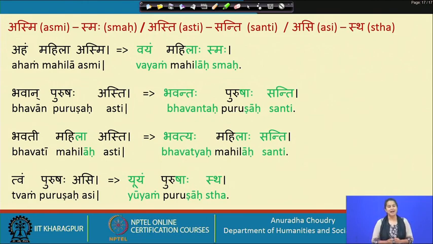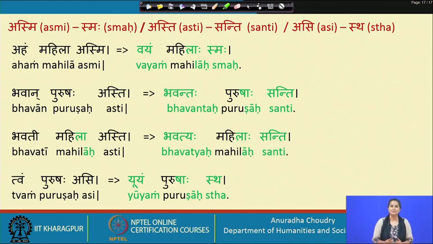Aham mahila asmi, vayam mahilaha smaha. Now if you wanted to say aham gaika asmi, it will become vayam gaikaha smaha. Uttamam. Now let's do something masculine. So if you had to say aham kridakaha asmi, will become vayam kridakaha smaha, uttamam.